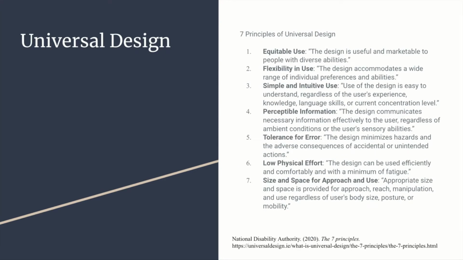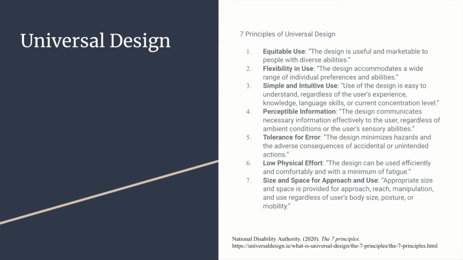There are 7 principles of universal design that help explain what makes a space universal. The National Disability Authority of Ireland defines the 7 principles as equitable use, or the design is useful and marketable to people with diverse abilities; flexibility in use, the design accommodates a wide range of individual preferences and abilities; simple and intuitive use, use of the design is easy to understand regardless of the user's experience, knowledge, language skills, or current concentration level; perceptible information, the design communicates necessary information effectively to the user, regardless of ambient conditions or the user's sensory abilities.